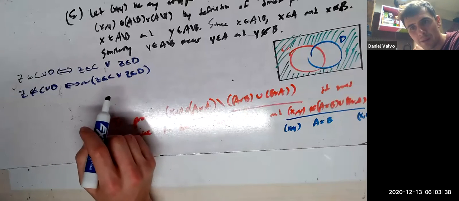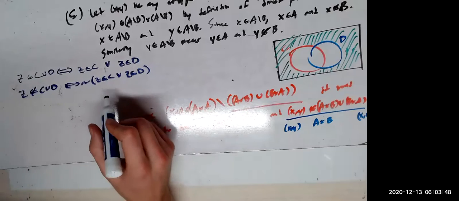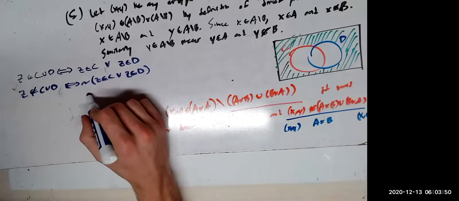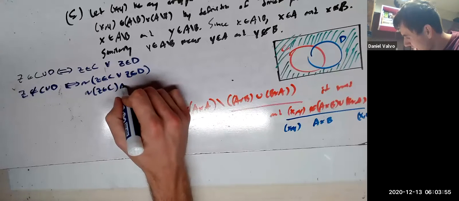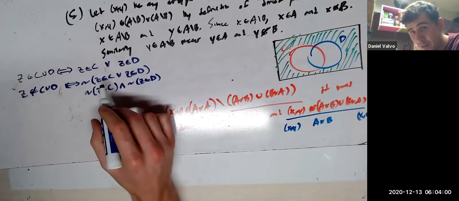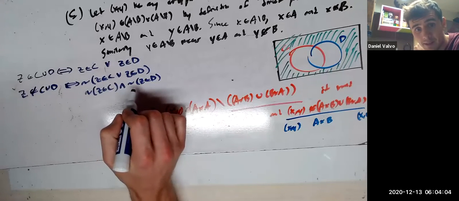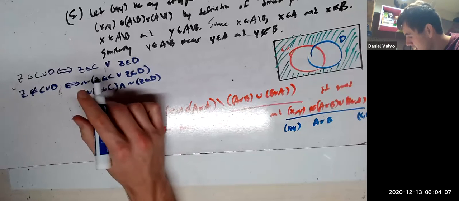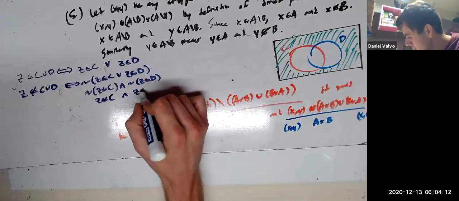How do you negate an or statement? By De Morgan's law, take the not. Yeah, perfect, Afra. Take not the first one and not the second one. Because if you can't have this or this happen, the opposite of this or this happening is that they both can't happen. So not Z in C just means Z not in C, and not Z in D just means Z not in D.